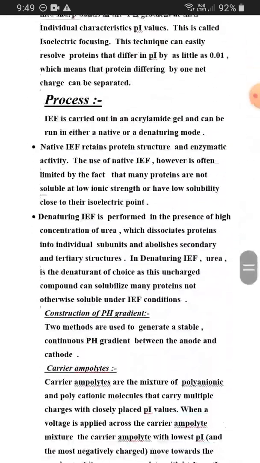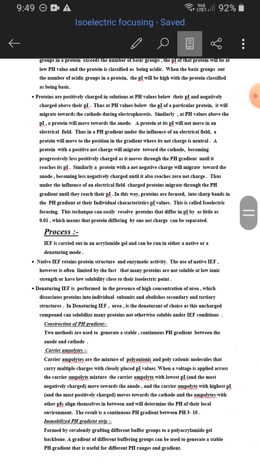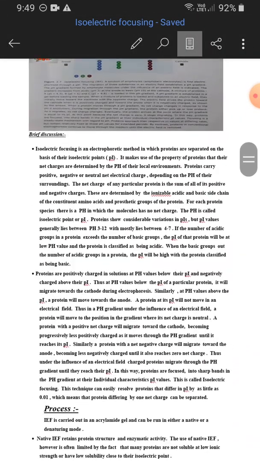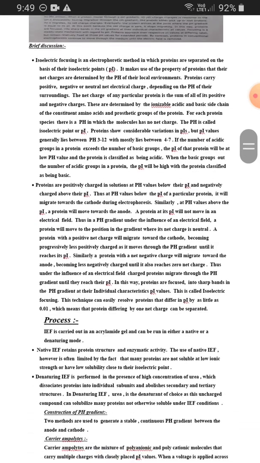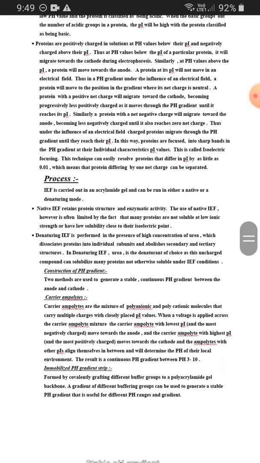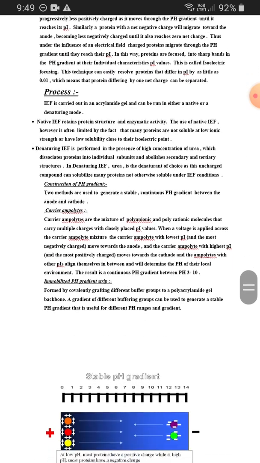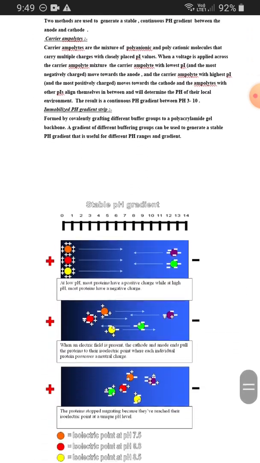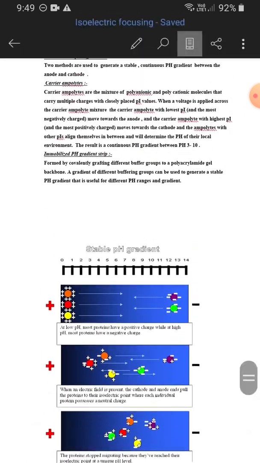So I hope that this video will be helpful to you, and I am also letting you take a screenshot so that you can prepare this isoelectric focusing chapter well. So take the screenshot. Okay.